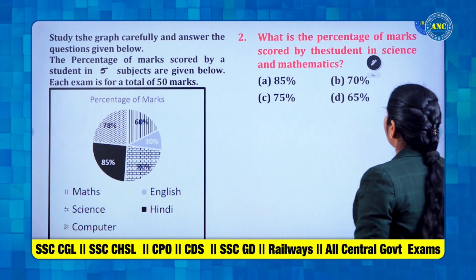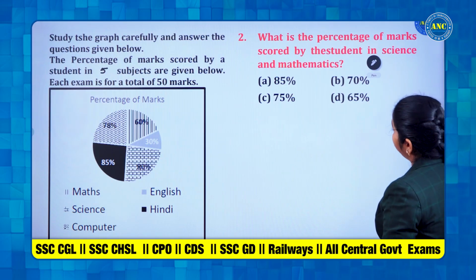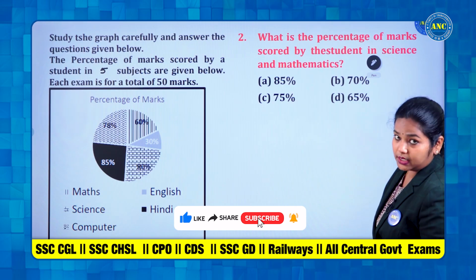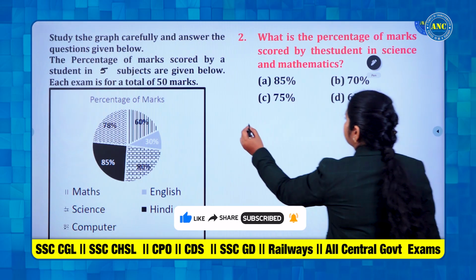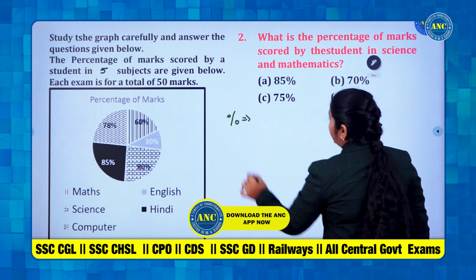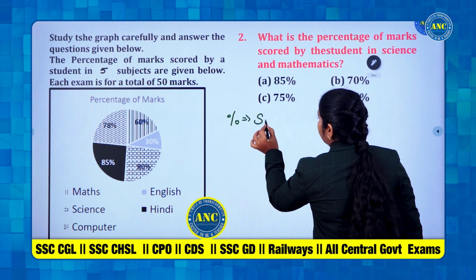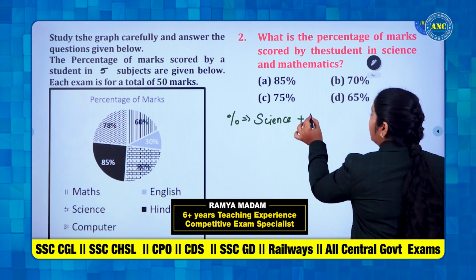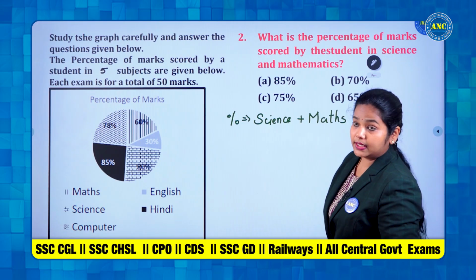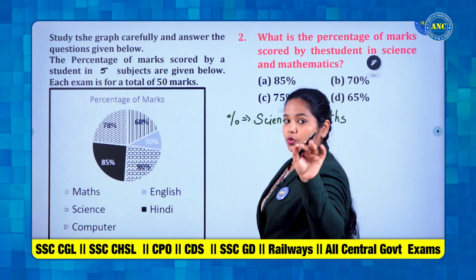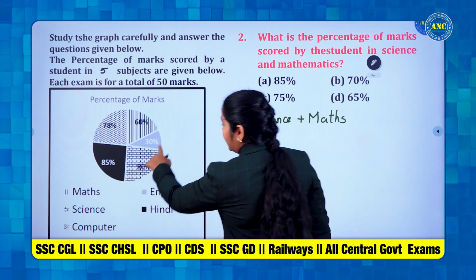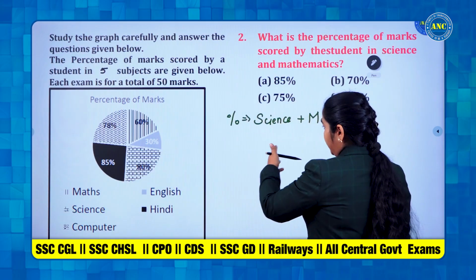Next question. What is the percentage of marks scored by the student in science and mathematics? Here, they are asking for the percentage of marks scored by the student in what? Both science and maths. Right? How can we do this? Again, I'll tell you, if you do not practice questions, what you will do? You can do one thing here. Any of the data is very simple. So, we'll do it this way only.